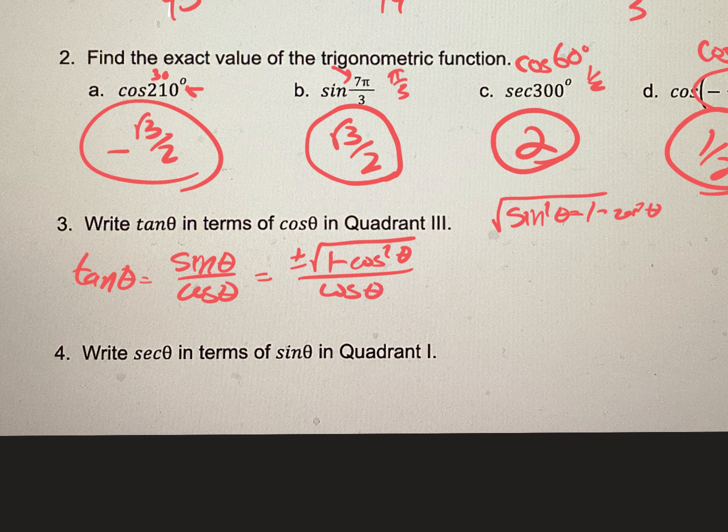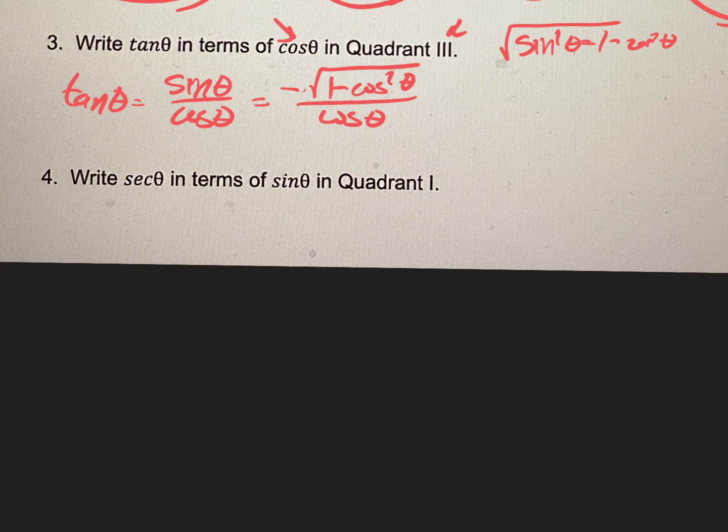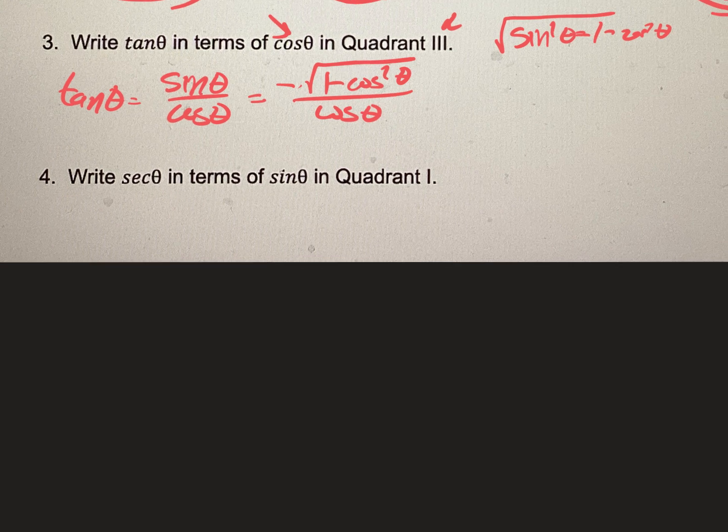And then your decision is you got to figure out, okay, what to do with the plus or minus sign. Because we're in quadrant 3 and I'm doing this in terms of cosine, cosine is negative in quadrant 3, so I'm going to change that. I'm going to take away the plus or minus sign and do the negative right there. And that's number 3.